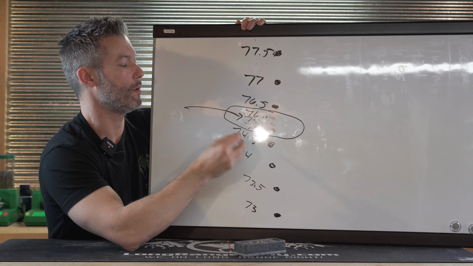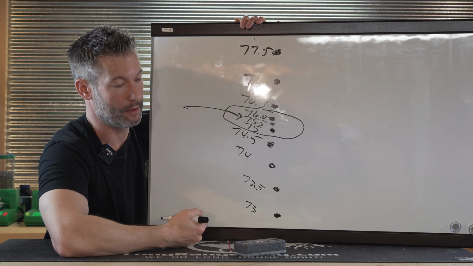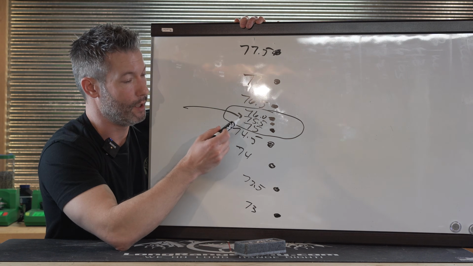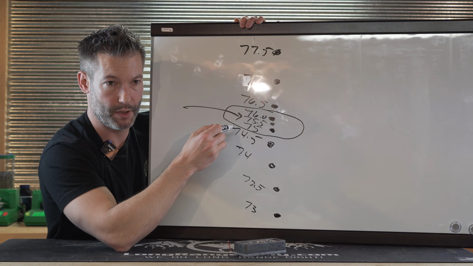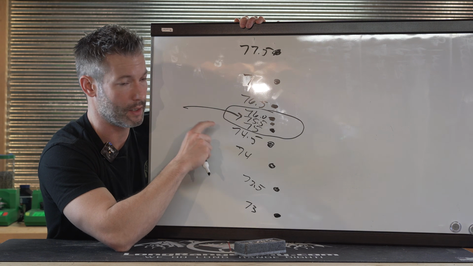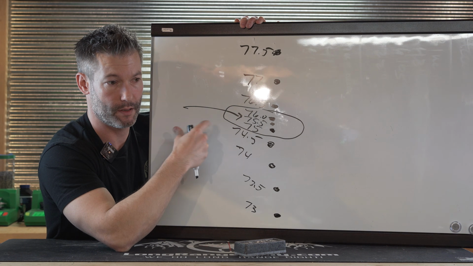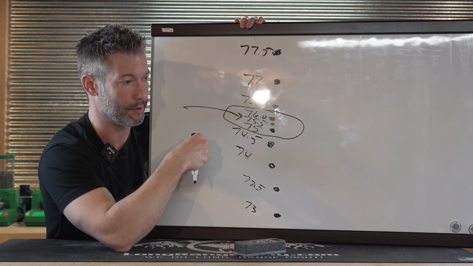But when you're done with seating depth testing here, then you can do a couple things, and I would do a couple things. I would load up plus and minus 2/10 and plus and minus 4/10, and then I would shoot those again. I prefer shooting them at long distance, but you'll be able to see at 100 yards what the difference in accuracy is.